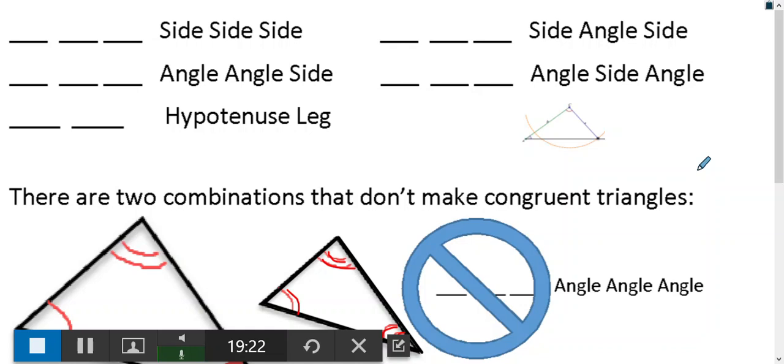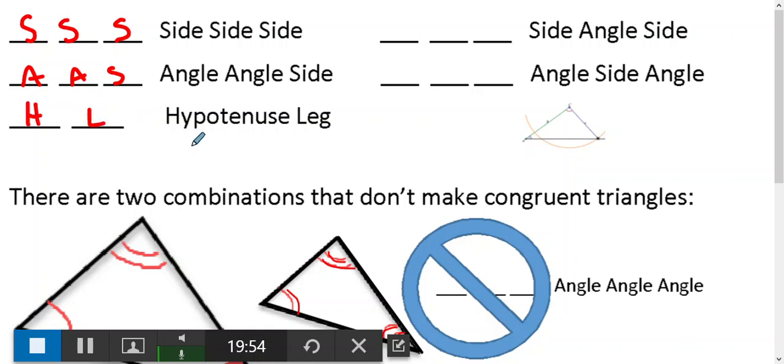We call these 5 that we can use side, side, side. We abbreviate it SSS for side, side, side. And that means that if you can prove that 3 sides of the triangles are congruent, then the triangles are congruent. We also have angle, angle, side. So if we can prove that angle, angle, and a side, a non-included side in this case, are congruent, then the triangle is. Hypotenuse, leg.